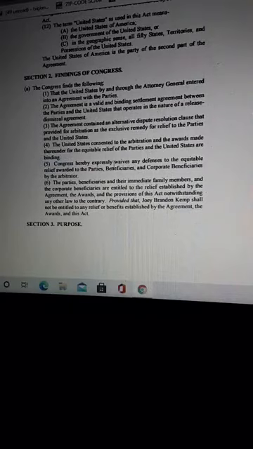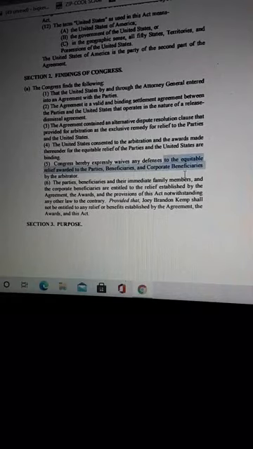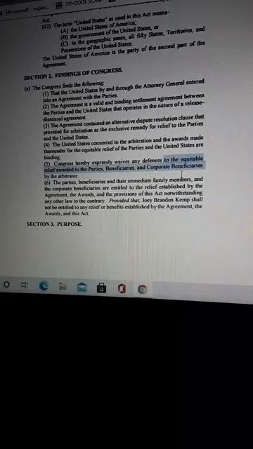Congress hereby expressly waives any defenses to the equitable relief awarded to the parties, beneficiaries, and corporate beneficiaries by the arbitrator. Guess what? Does that say Congress has now accepted and presumed the role of trustee?